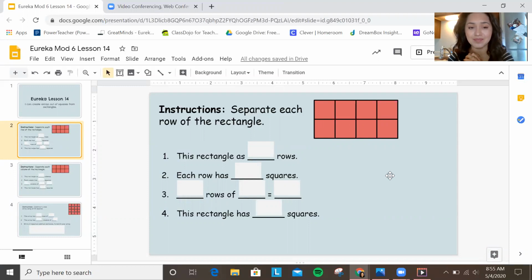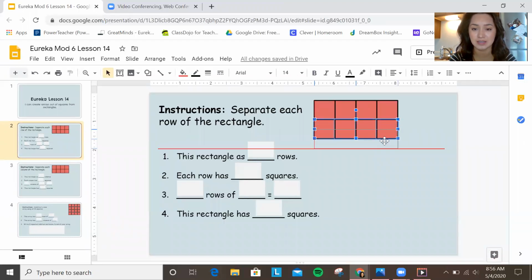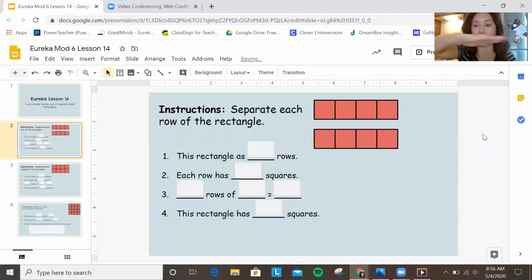All right? First, our instructions say separate each row of the rectangle. Which way do rows go? Good, side to side. So I'm going to separate my rows. This is a row, and this is a row. Let's go ahead and separate them. Do it just like this. Boom. Now I have rows separated.